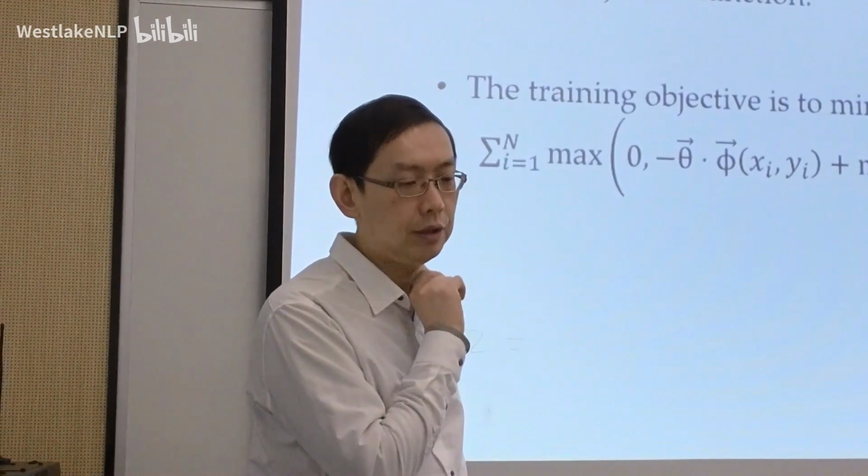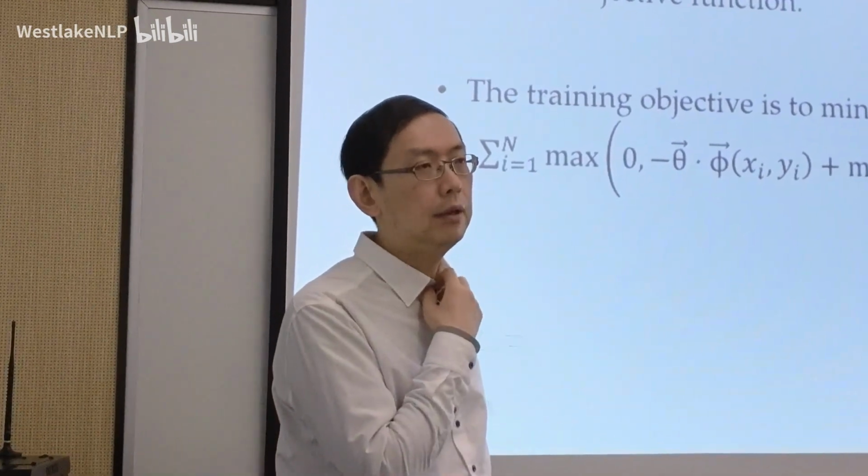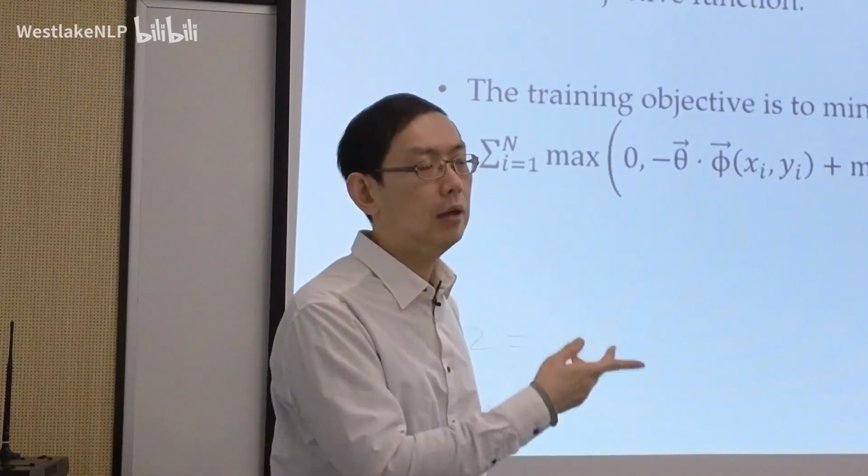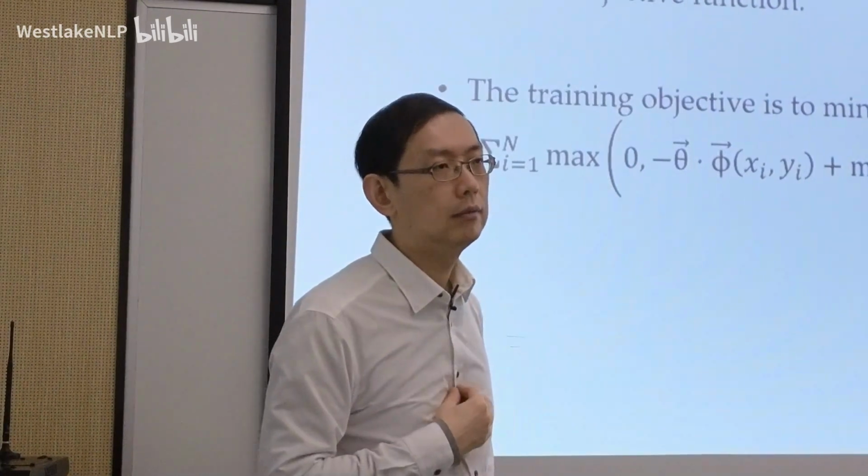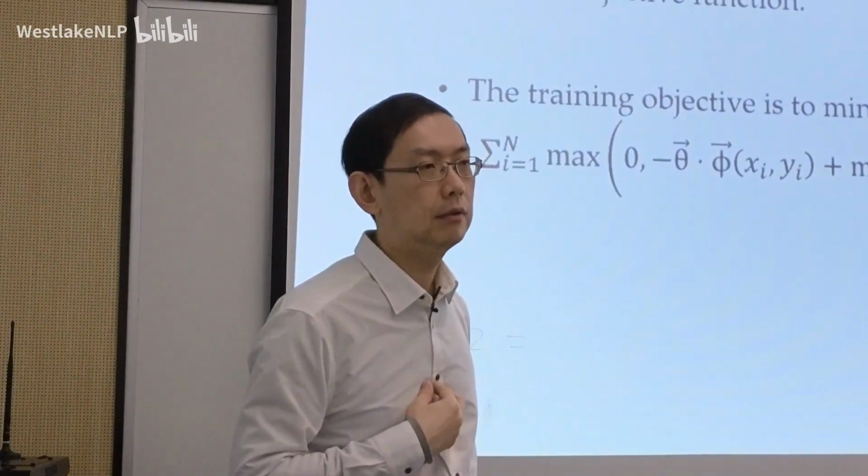It's a violation term with 0 rather than 1, without the half theta squared. That's the perceptron training objective. Okay?